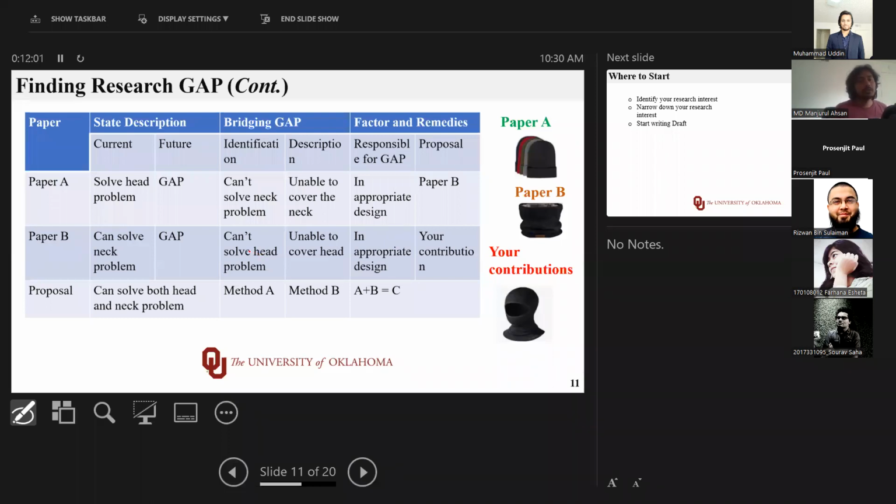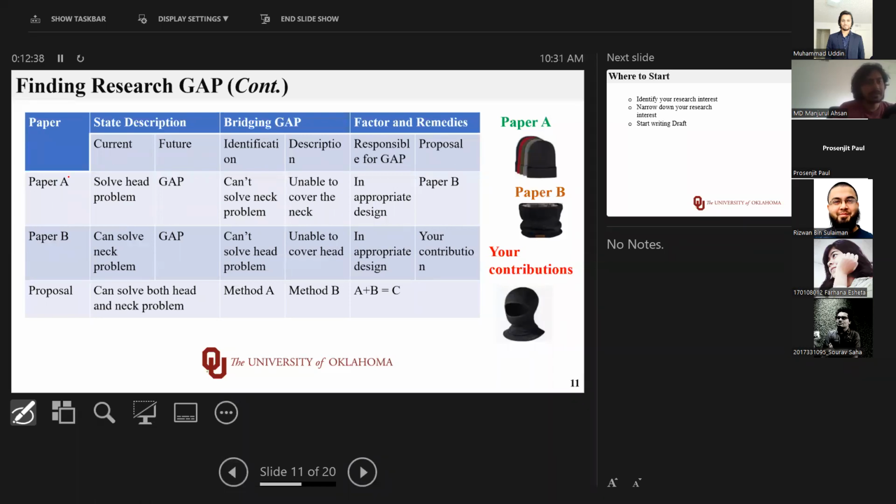Suppose your objective is to find out what the facilities are during the winter to cover up and protect the human head and neck, using different clothes. So you start searching in Google Scholar, Google, or YouTube, and you find some papers.